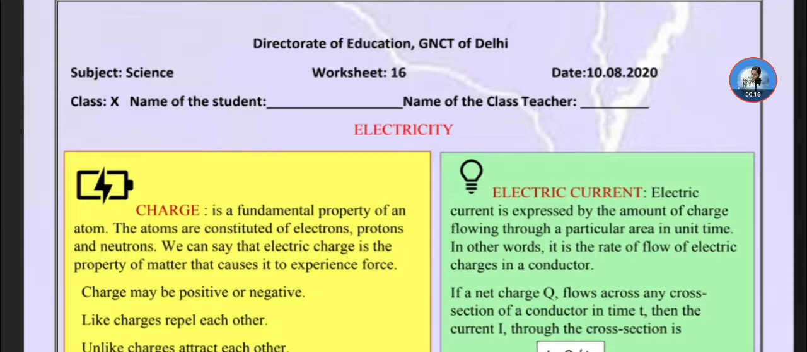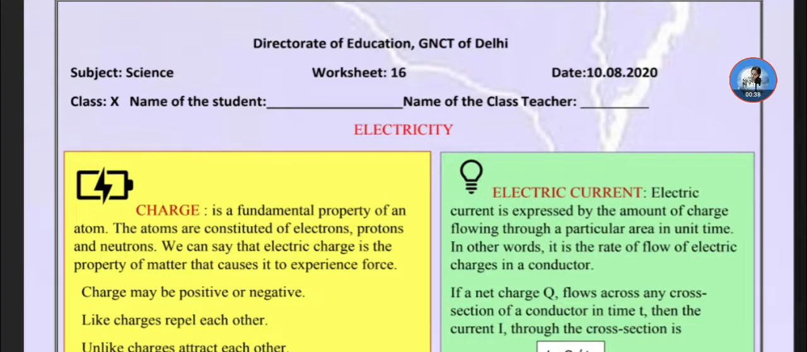What is electricity, students? I think your answer is: Ma'am, all the electrical appliances in our house perform with electricity. When we switch on, the fan starts moving. When we switch on, the cooler starts. When we switch on, the AC starts working. According to you, this is electricity.